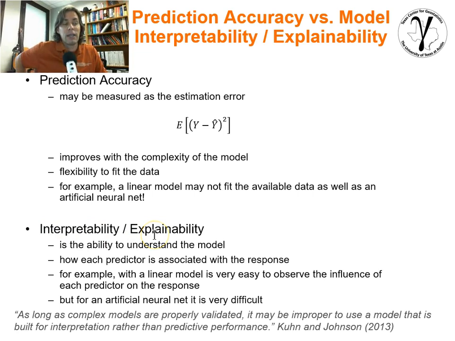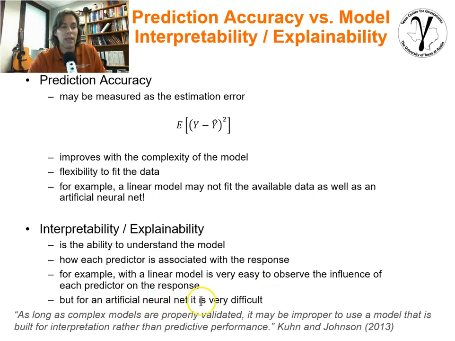Interpretability and explainability. There's a trade-off here. It's the ability to understand the model, how each predictor is associated with the response. For example, if we have a linear model, boy, it's so easy to understand. We can understand the influence of each one of the parameters. In fact, we could standardize the parameters and just look at the associated coefficients, and we could use that as an indicator of the importance of each of the parameters. Very simple to work with.